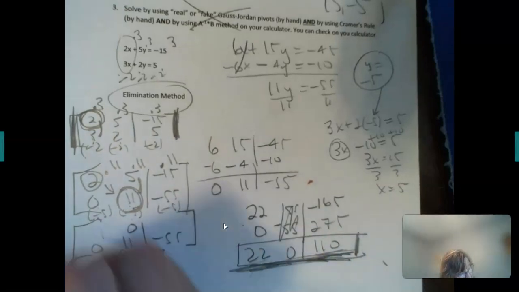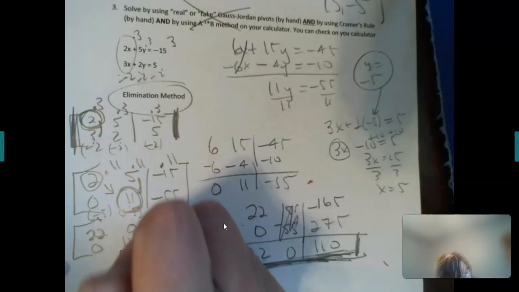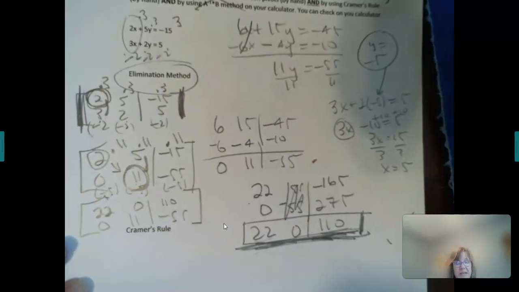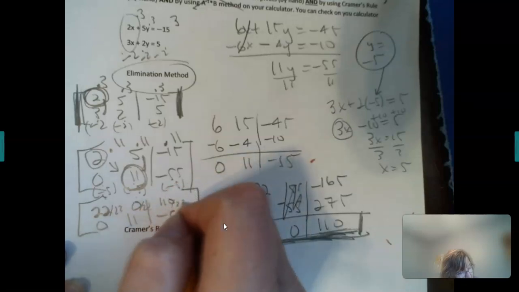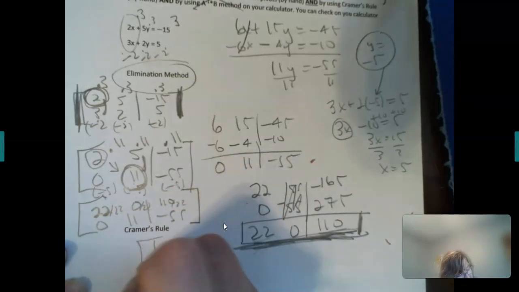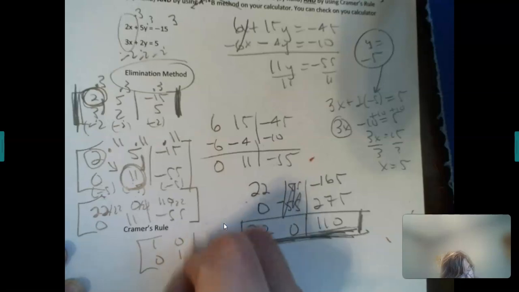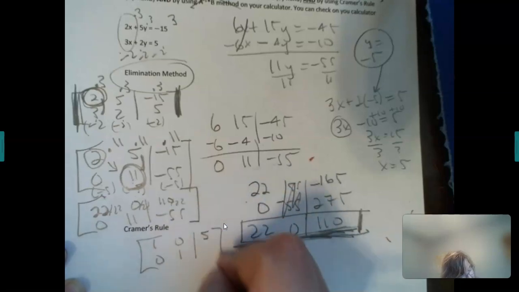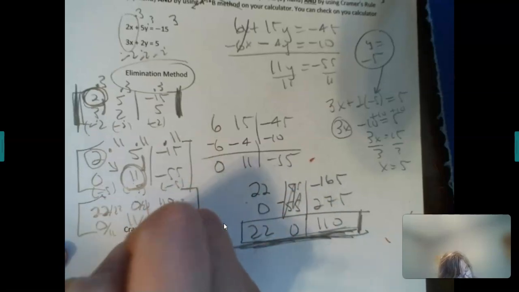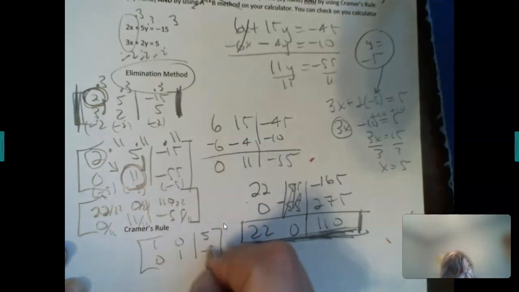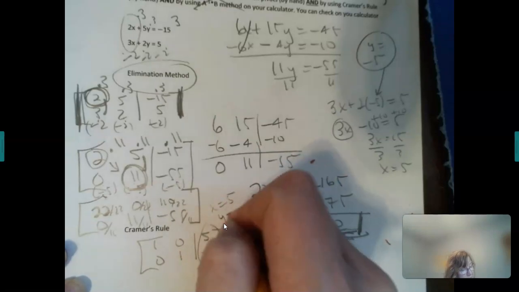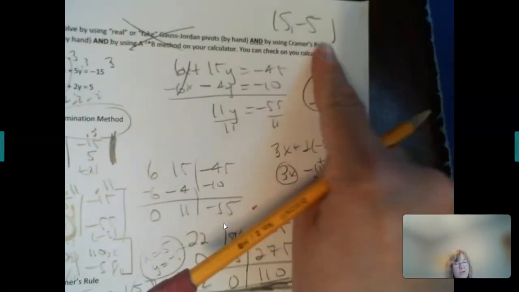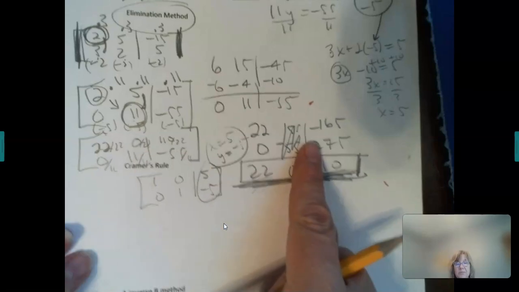All right, so this is my new row up here. And then in this method, you get ones at the end. So just divide by 22, 22, 22, and you get 1, 0, 0, 1 eventually. That's going to equal positive 5. Divide by 11 to get a 1 there. That's my -5. So you can see I still get x is 5 and y is a -5. Same answer I got with this method. It's just a different method.